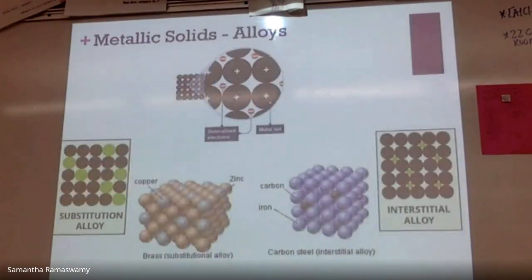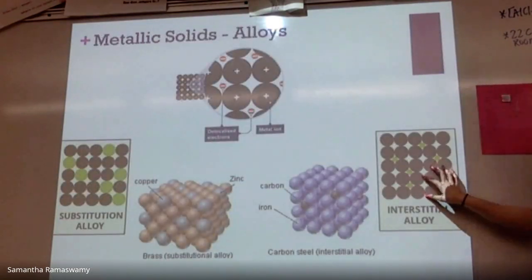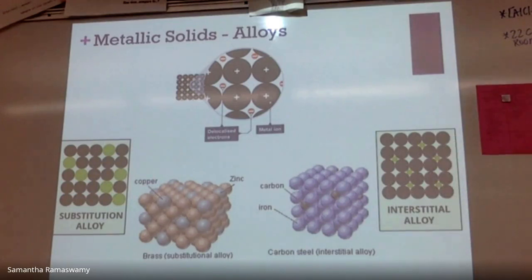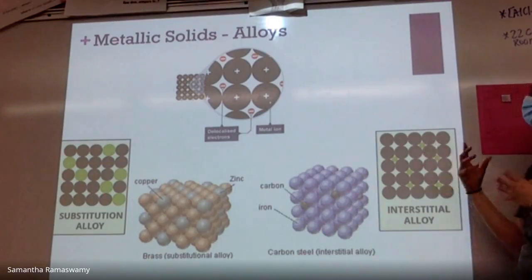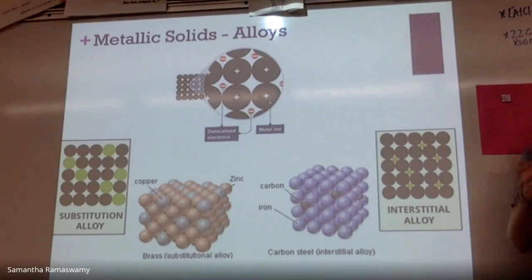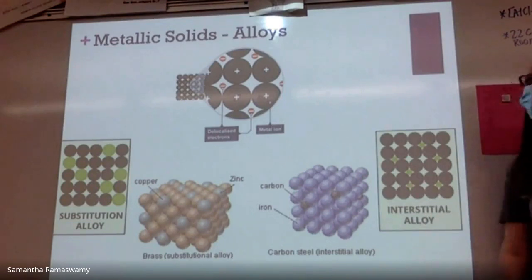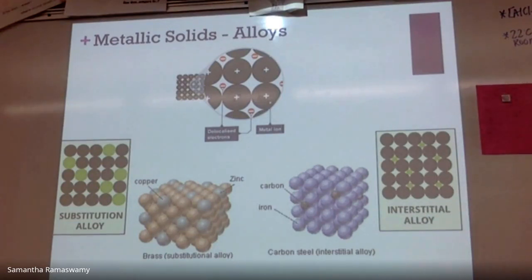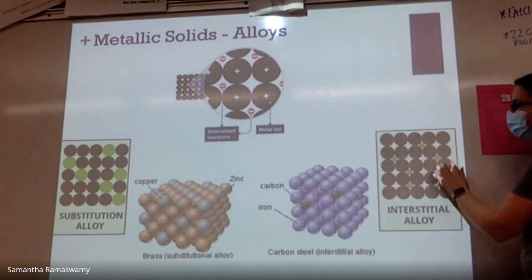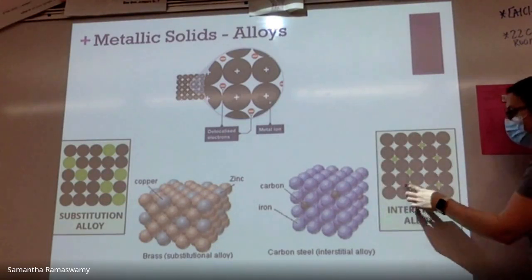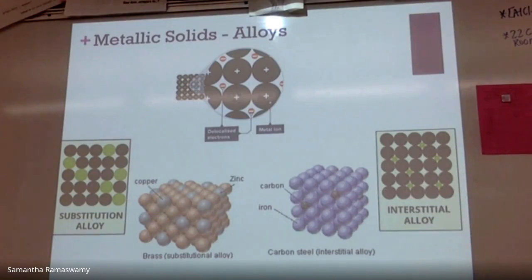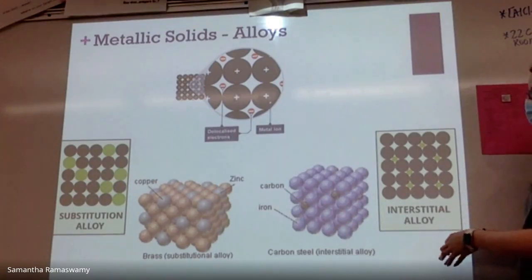So interstitial alloys, right here. Interstitial alloys are when you have two atoms of different sizes. One of them is smaller than the other. The smaller atom fills in some of the holes that the larger atoms will create. So here we have a metallic solid. More than likely, these small atoms are nonmetals. And those nonmetals will fit into the holes of the metallic solid. That creates an interstitial alloy.